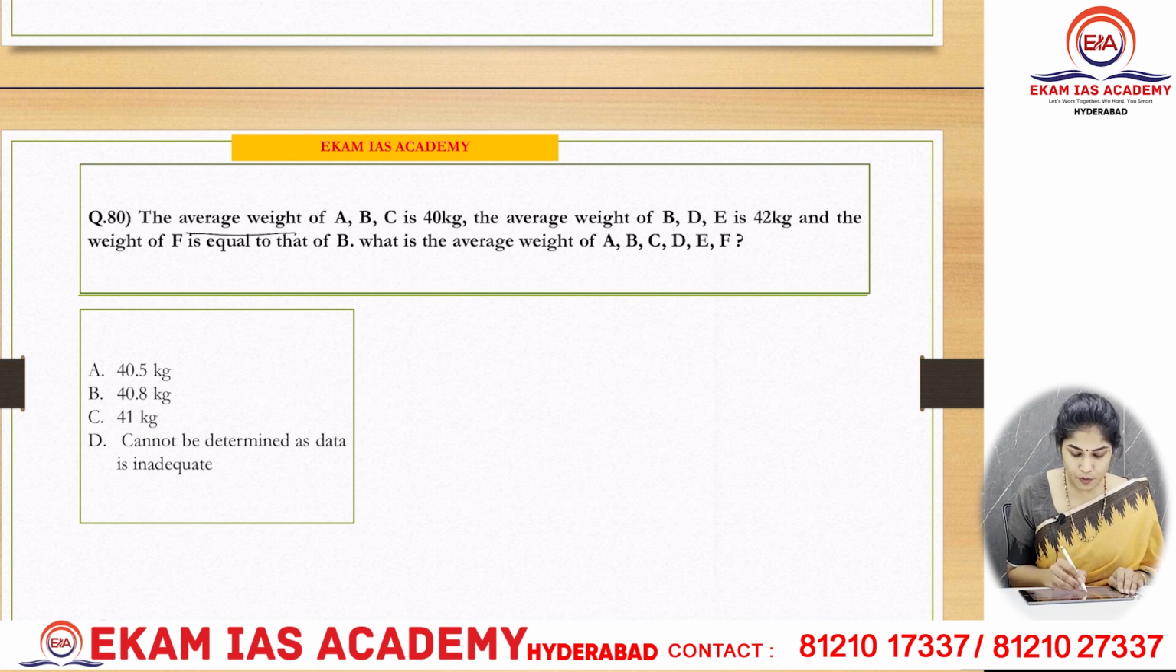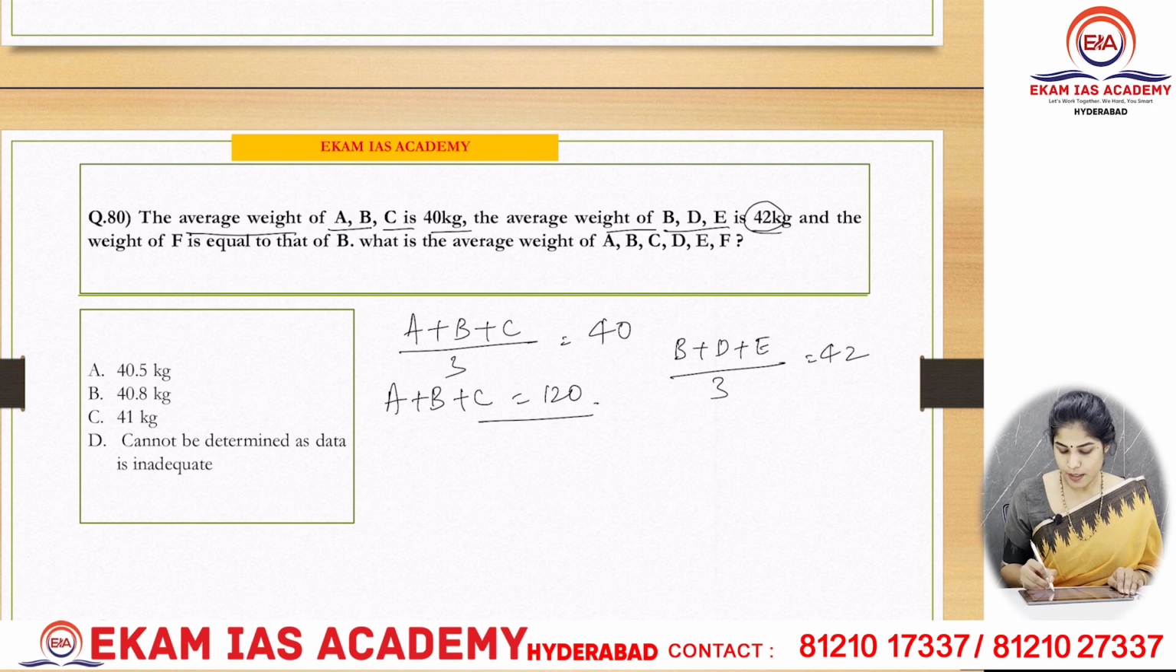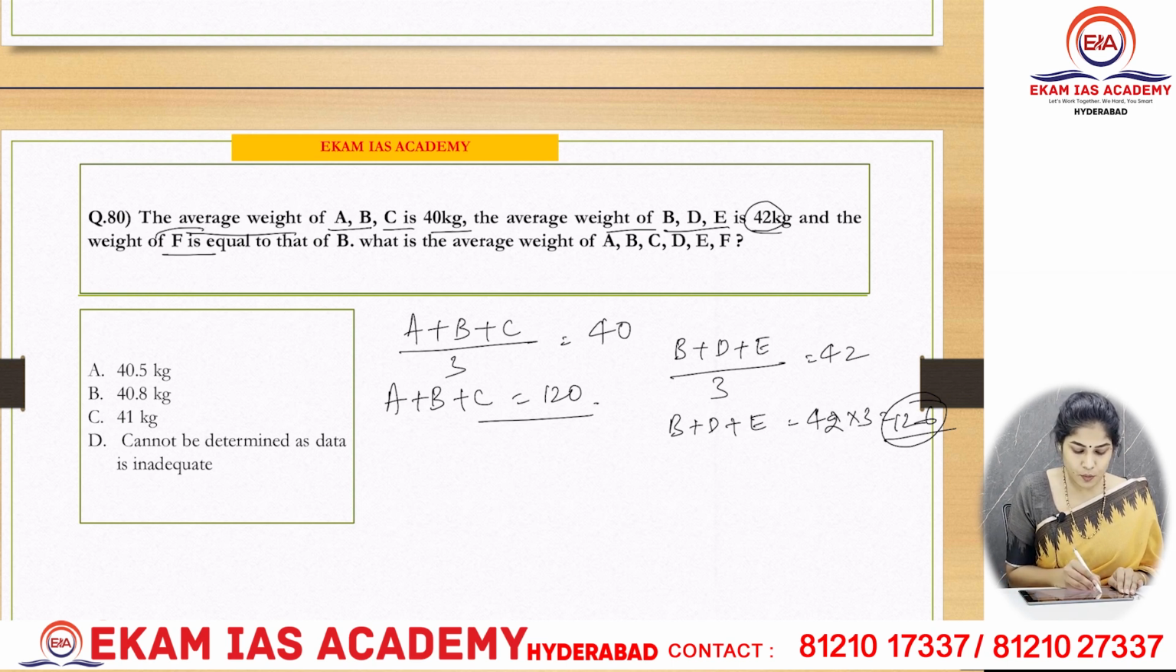The average weight of A, B and C is 40. A plus B plus C by 3 is equal to 40. So A plus B plus C is equal to 120, right? The average weight of B, D, E is 42. B plus D plus E by 3 is equal to 42. Then B plus D plus E is equal to 42 into 3, which is 126, right? And the weight of F is equal to B.